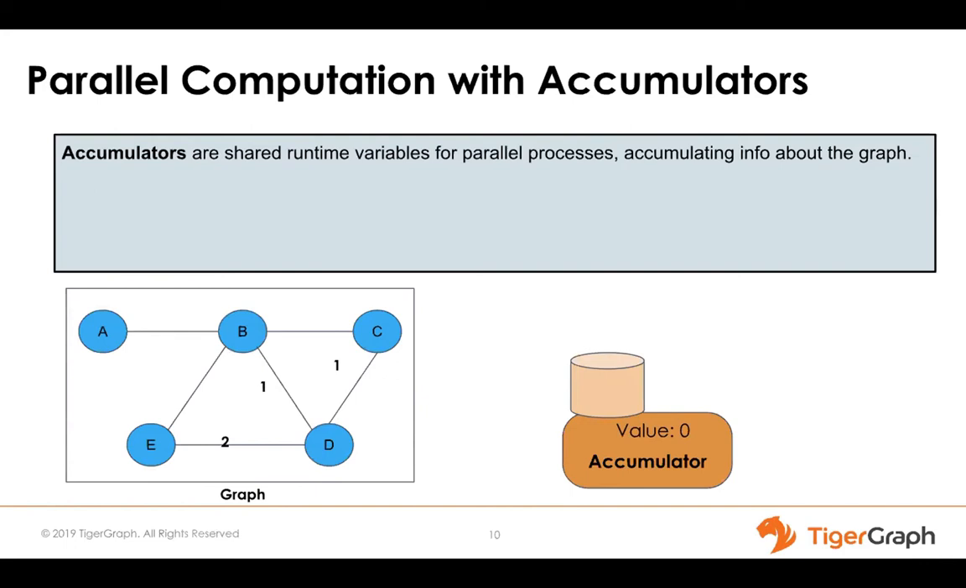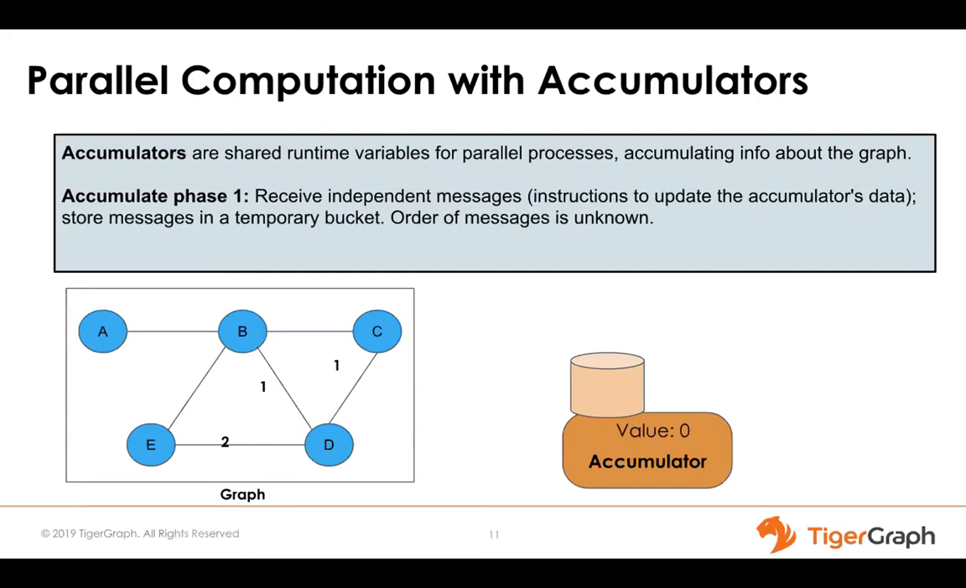So shared runtime variables for parallel processes, because those multiple workers can work in parallel and access the accumulator independently of one another, asynchronously from one another. And they have a built-in accumulation function. So they're designed to not just gather data, but to gather it in an intelligent computational way, so that gathering is actually performing some useful computation.